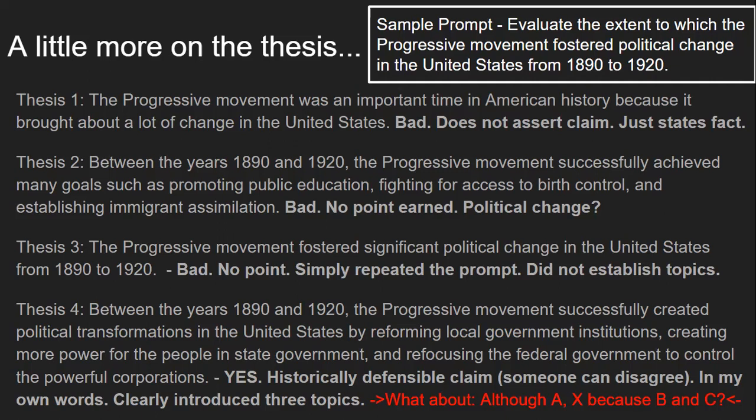Now, let me say the reason I didn't do the home run. I didn't do although A, X because of B and C. And it's specifically, as I said before, because the documents didn't set me up for that.